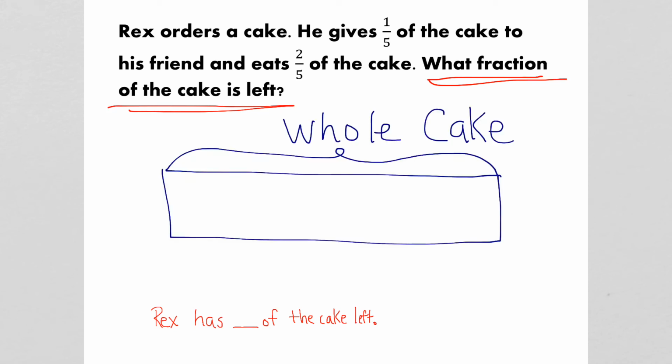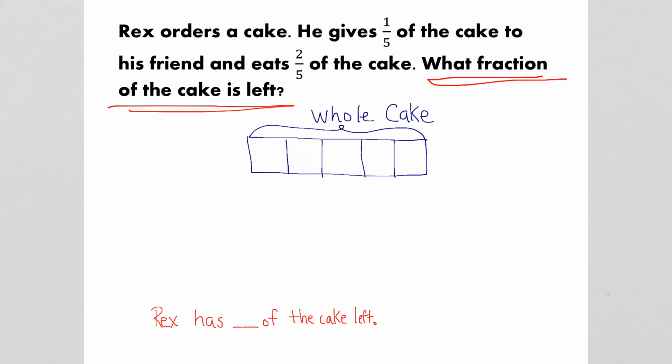Welcome back. As you can see, I chose a bar model. I chose to represent my whole cake as one whole bar. Based on my denominator, I know I'm breaking my whole cake into 5 equal parts. I do my best to make them look equal. So now we start plugging in our clues, the things that we know.